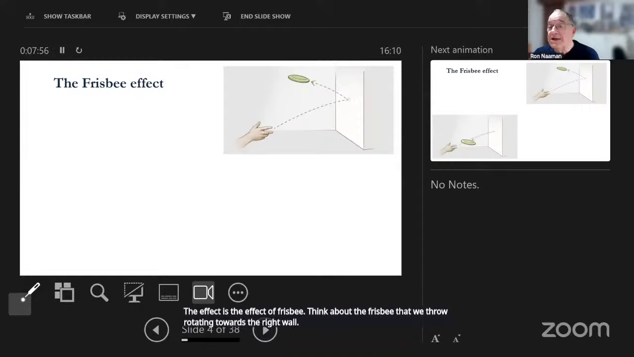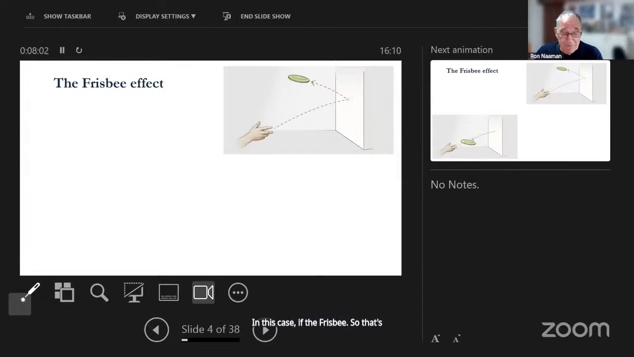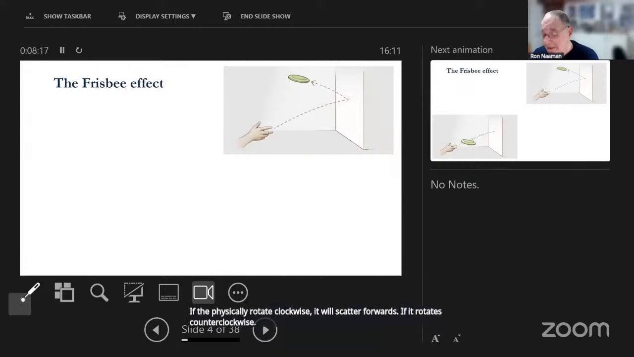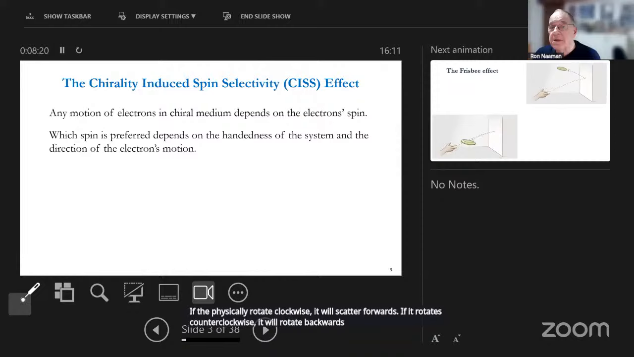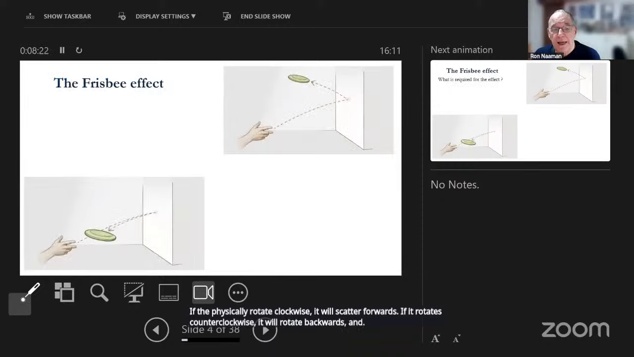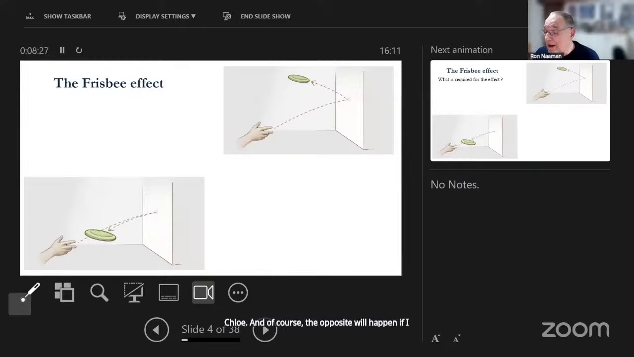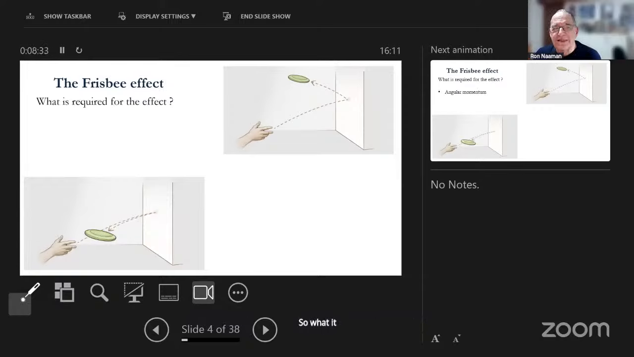If I throw the frisbee to the right wall, if the frisbee rotates clockwise, it will scatter forwards. If it rotates counterclockwise, it will scatter backwards. And of course, the opposite will happen if I throw it to the left wall. So what does this effect mean?